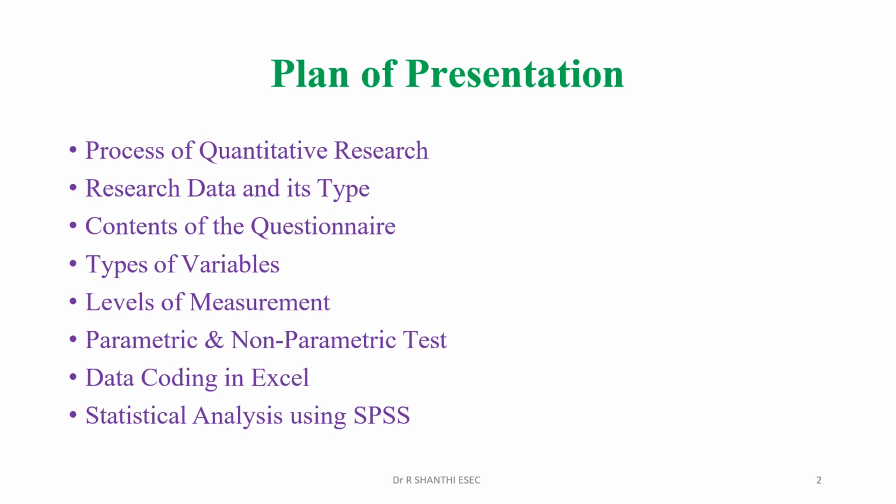First, I'm going to discuss the process of quantitative research, where we will see what are the steps involved in research, what are the types of data, how a questionnaire should be, what are the contents of the questionnaire, and what are the types of variables which exist in research, especially in social science research. And we will be seeing the 4 levels of measurement which are very important in analyzing the data during our research.